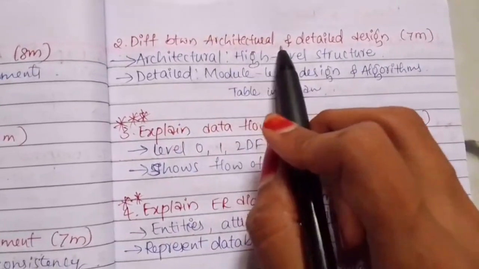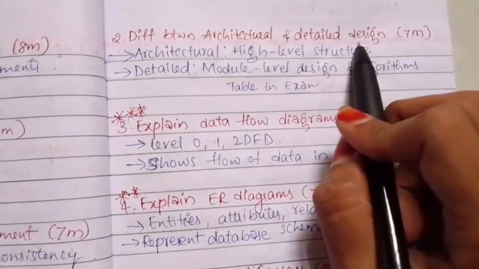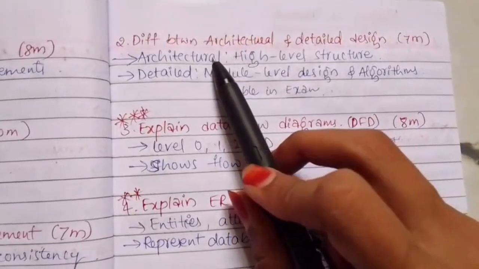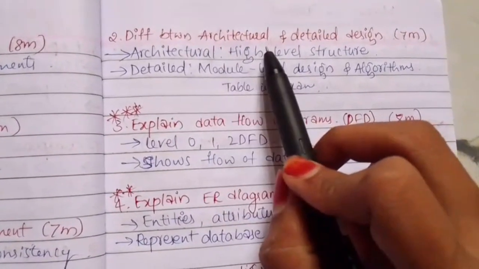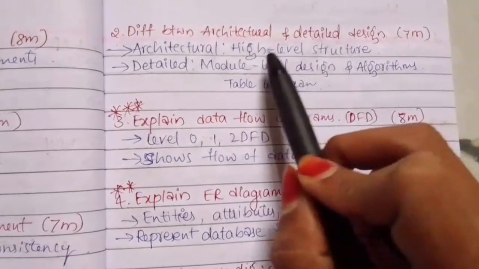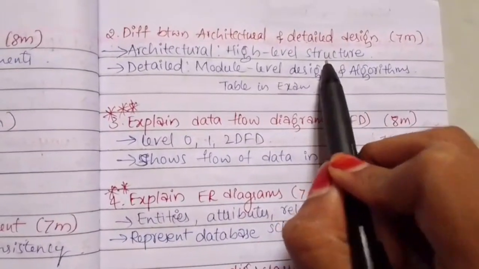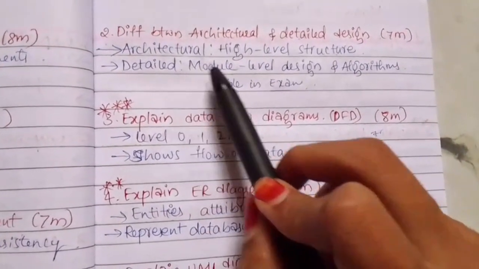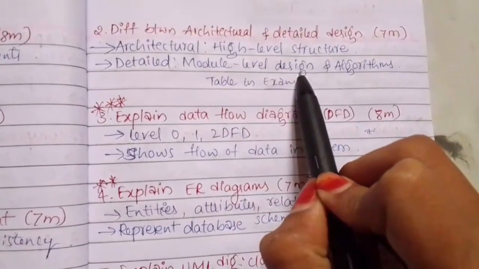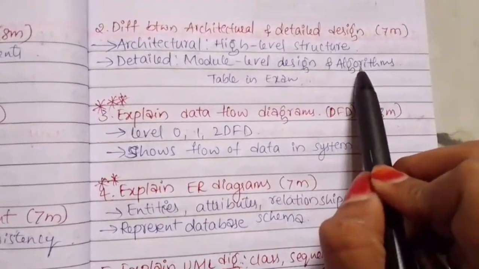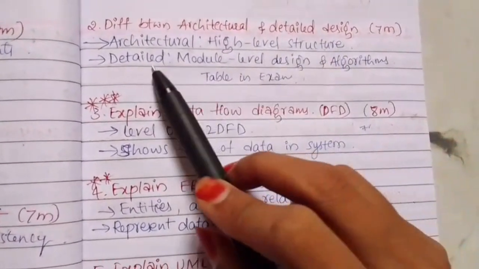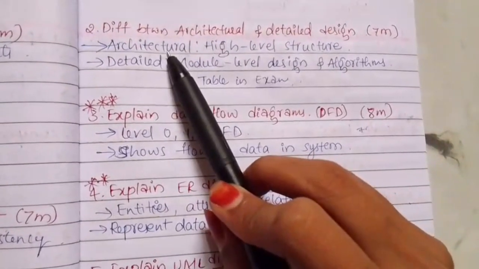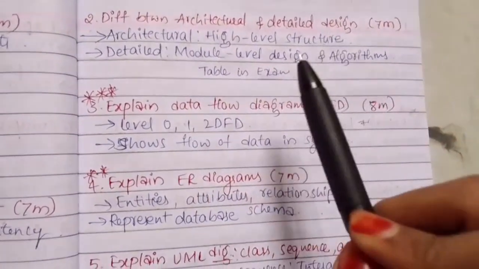difference between architectural and detailed design. You have to write it in tabular form. Let us see the architectural design, that is high level structure. We have high level structure for the architectural, and for the detailed design it is module level design. And algorithms, we have algorithms in detailed design and it is module level design. Architectural is high level design.